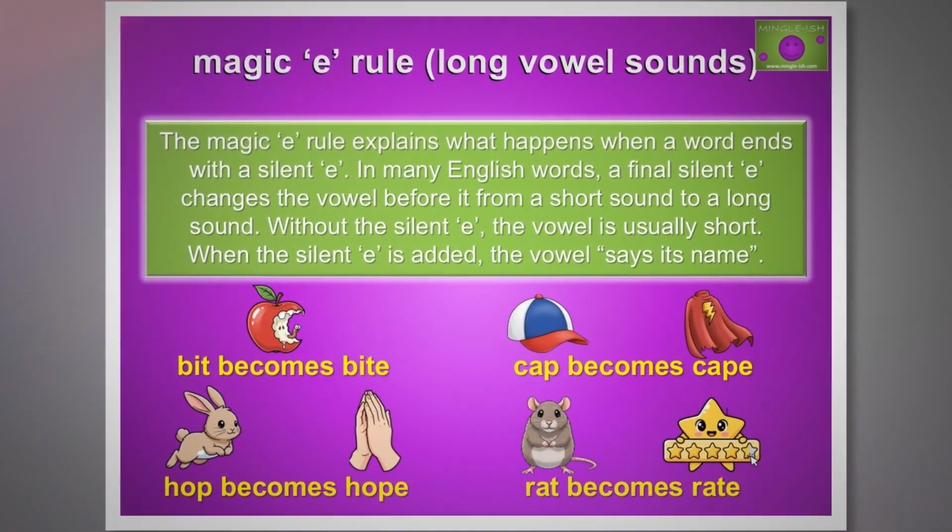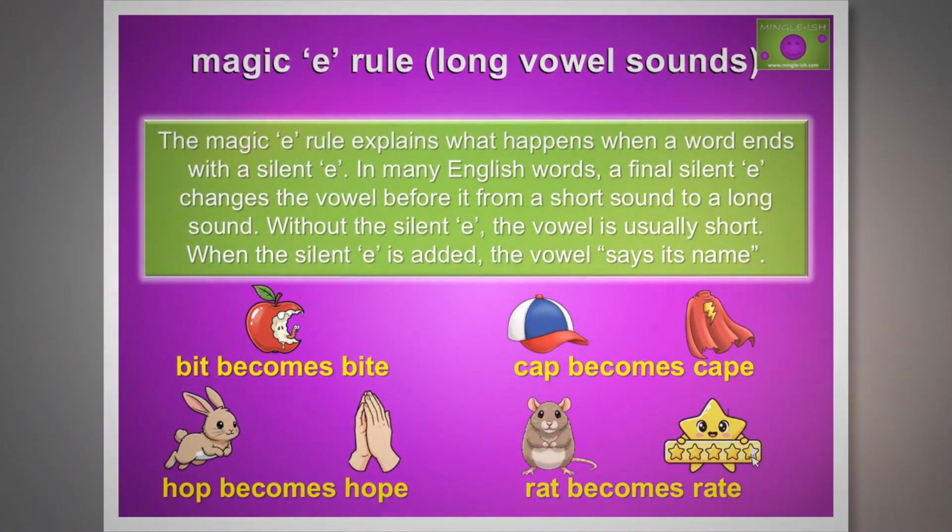The magic E rule explains what happens when a word ends with a silent E. In many English words, a final silent E changes the vowel before it from a short sound to a long sound. Without the silent E, the vowel is usually short. When the silent E is added, the vowel says its name. For example, bit becomes bite, cap becomes cape, hop becomes hope, and rat becomes rate.